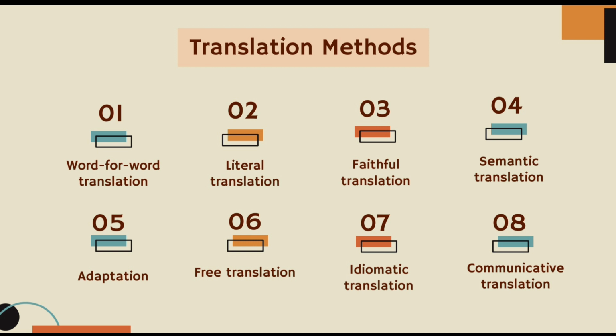Number 7. Idiomatic translation. It reproduces the message of the original but tends to distort nuances of meaning by preferring colloquialisms and idioms where these do not exist in the original. Number 8. Communicative translation. It attempts to render the exact contextual meaning of the original in such a way that both content and language are readily acceptable and comprehensible to the readership.